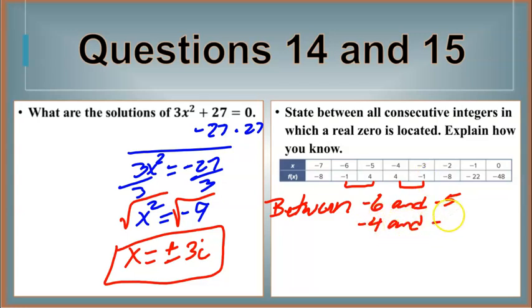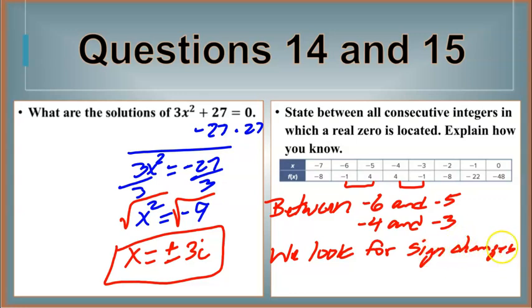and negative 3. And my explanation would be, we look for sign changes in our y values.